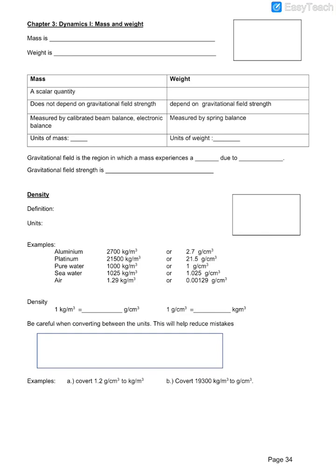Here we go. Alright, so chapter 3, mass and weight. Dylan, what can you remember? Mass is the? Amount of matter in an object. Good. Amount of matter in a body.